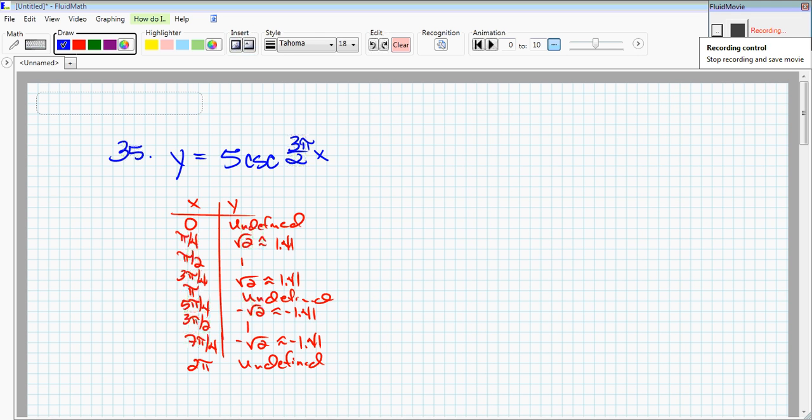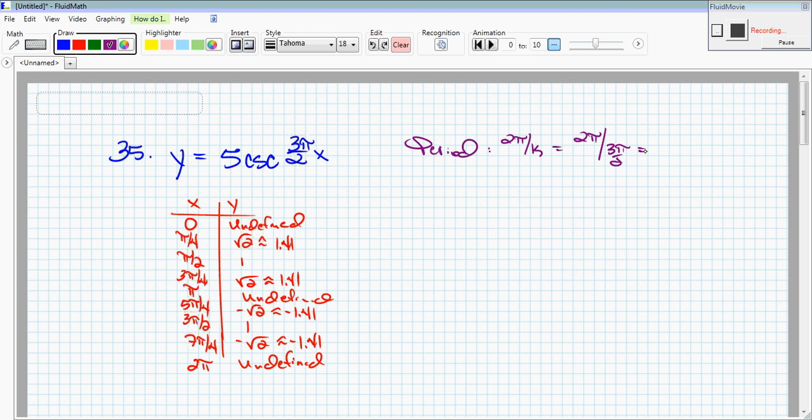Alright, for question 35, it says to find the period and graph cosecant. Let's see. Period is 2 pi over k. In this case, k is 3 pi over 2. So we're going to multiply by the reciprocal, which is 2 over 3 pi. Cancel, cancel. What we have is a period of 4/3.